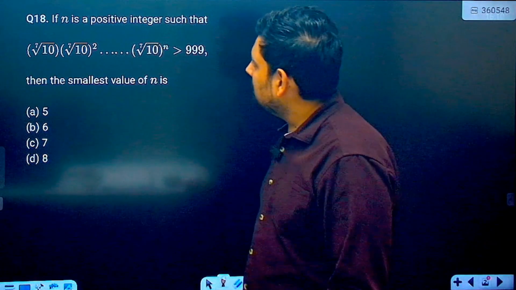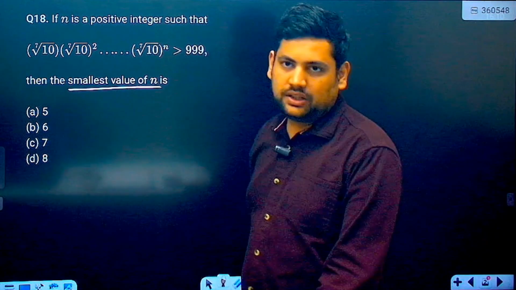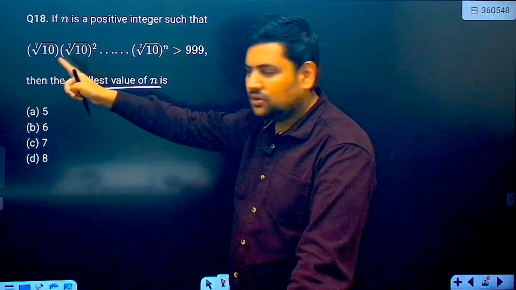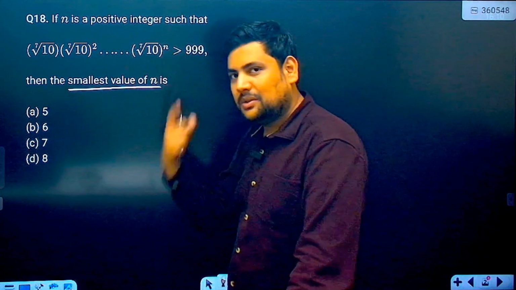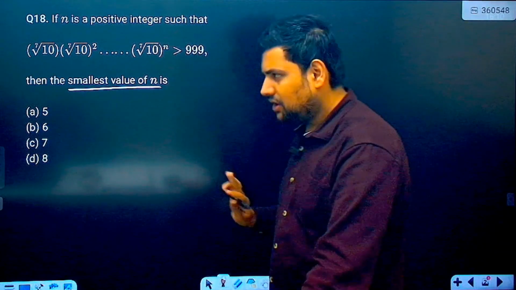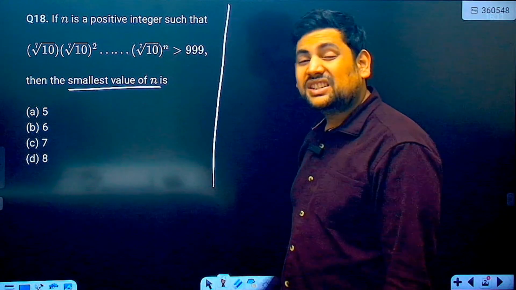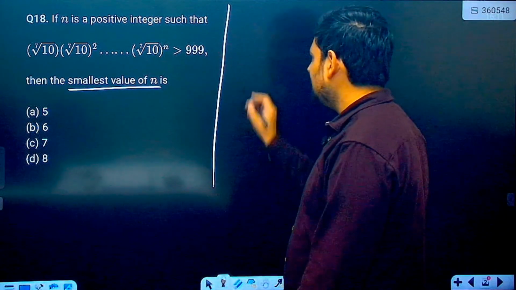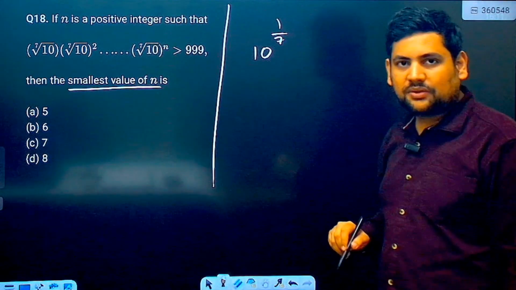Again, if n is a positive integer such that this, then the smallest value of n is what? Now, first of all, don't get scared by this. I have taken questions today which have some scary expressions. This and the next one also, but don't fear them. Just see what is written here. What is this? It is the 7th root of 10. The 7th root of 10 is essentially 10 power 1 by 7.